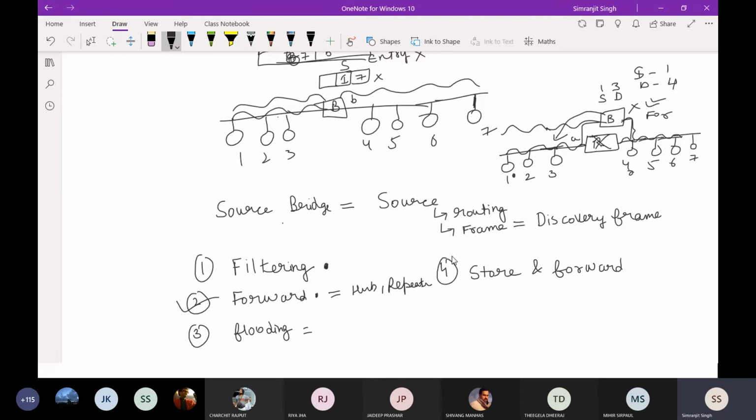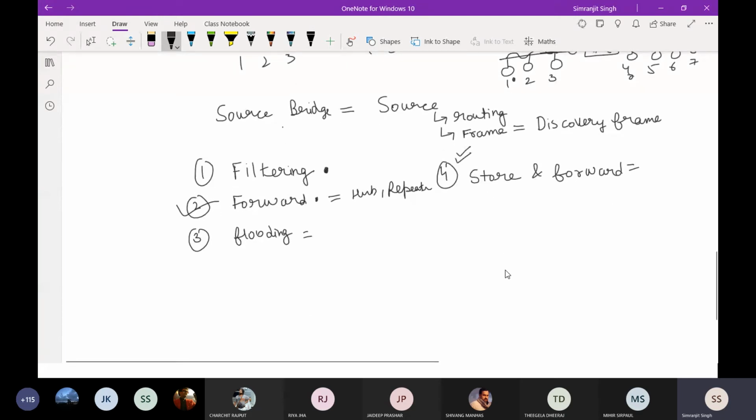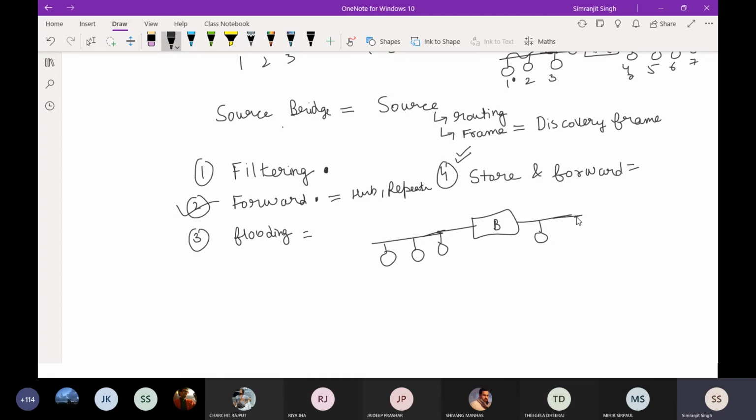Okay, so now this is a very defining feature that will define your collision domain. Okay, so now store and forward means that suppose now this is your bridge.